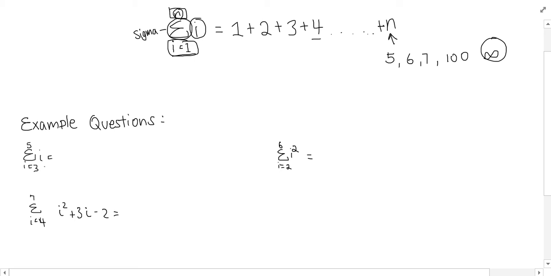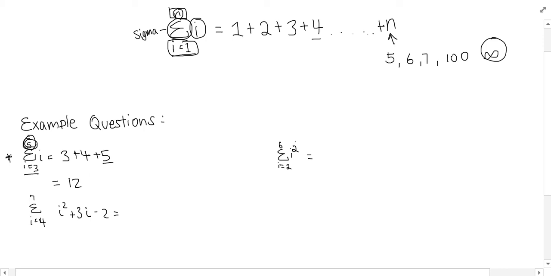The first example question looks pretty similar to the one we just did, except this time we are beginning at 3 instead of 1. And we do have a specified ending term, which is 5. So we will write 3 plus 4 plus 5. And again, we end at 5 because our nth term here is 5. This would probably get you the answer 12, and if you don't get 12, then you should probably calculate it again. Now let's get into a slightly more complicated one.